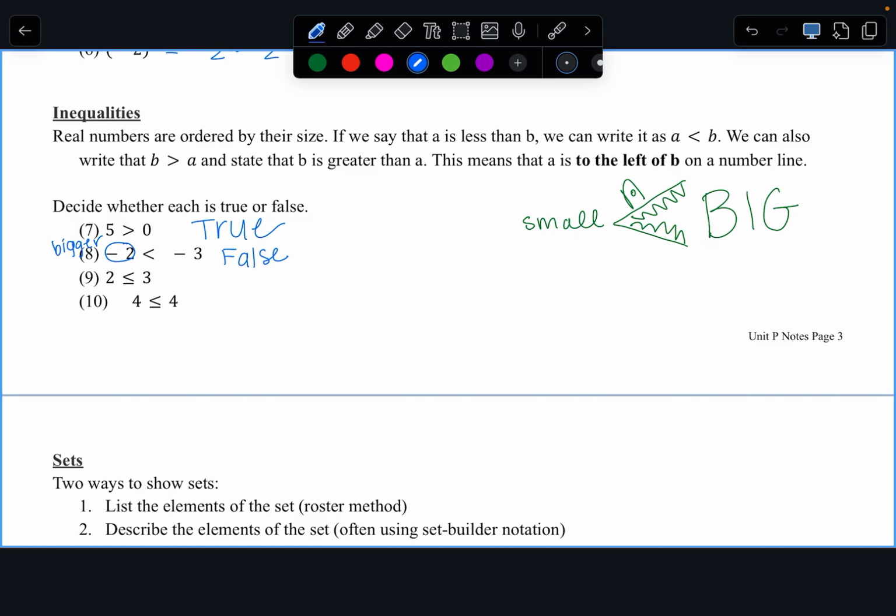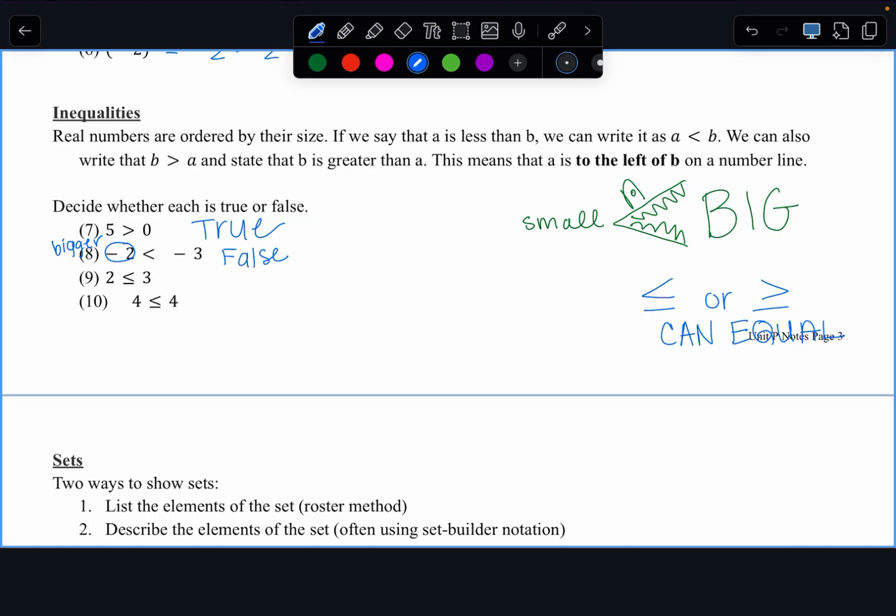Number 9 is 2 that inequality to 3. What does the line mean under it? It means it's allowed to equal. Good question. Isn't that greater than or equal to? In this case, it would be 2 is less than or equal to 3, or you can read it as 3 is greater than or equal to 2. It doesn't have to be equal, it's just saying it's an option.